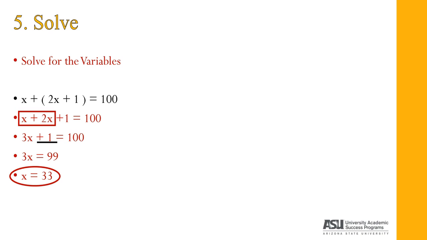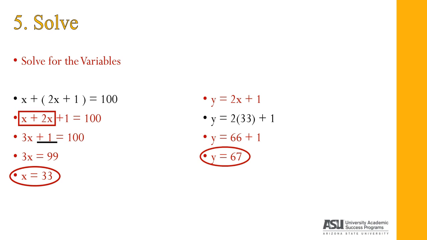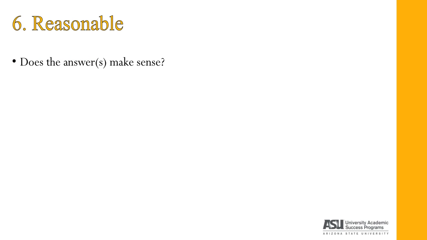Now what do you think we do? We have x. Do we use y equals 2x plus 1 to find y? Yes, so we have 2 times 33 plus 1. Multiplication is first, and we get 66. Then we add the 1, and the answer is 67. That was correct.